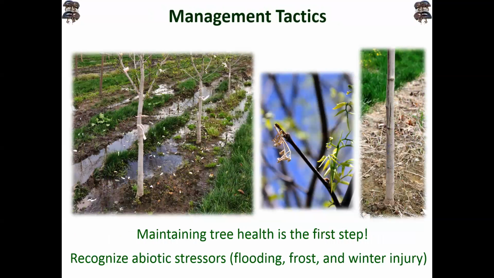So in terms of management tactics, maintaining tree health is absolutely the first step. And in line with that, it's very important to recognize the significance of abiotic stressors. We certainly don't have all the answers as far as all the stressors that can occur and predispose trees to attack. But that's where it really is important to interact with growers and get feedback in terms of what they are seeing and what might have predisposed trees. But certainly flooding, frost injury, and winter injury are what we are seeing as reoccurring issues.